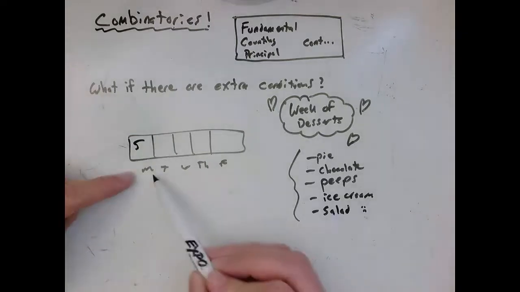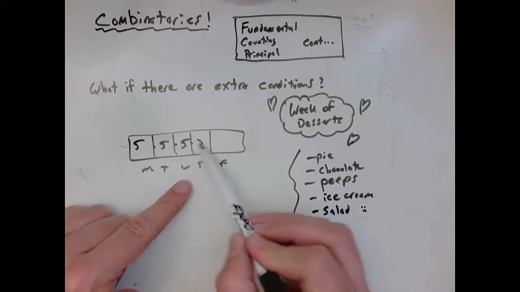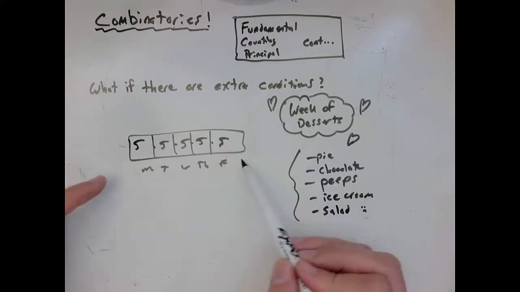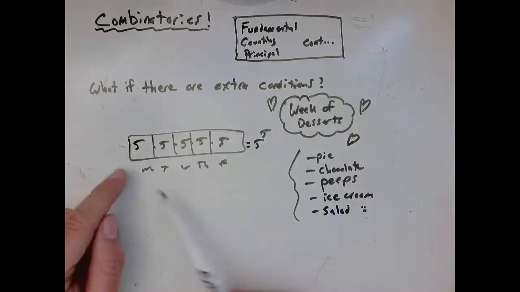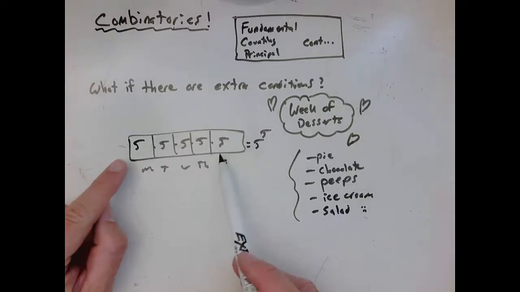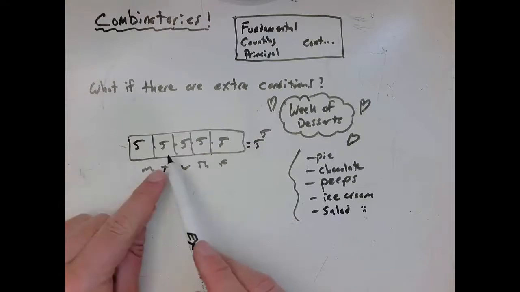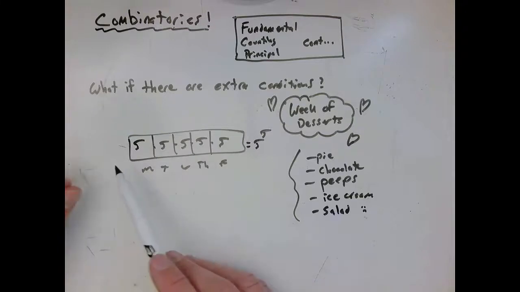So I've got 5 options for what dessert I'll have on Monday, and 5 more for what to have on Tuesday, and 5 more for what to have on Wednesday. So this is equal to 5 to the 5th power, which is some reasonably medium-sized number. And just to be clear what all this means, maybe I'll choose pie all week. Awesome. That's really different than if I chose pie and then Peeps and then ice cream and then more Peeps and then salad on Friday. So that's what this is intended to capture, all of the different sequences of desserts that I could have.